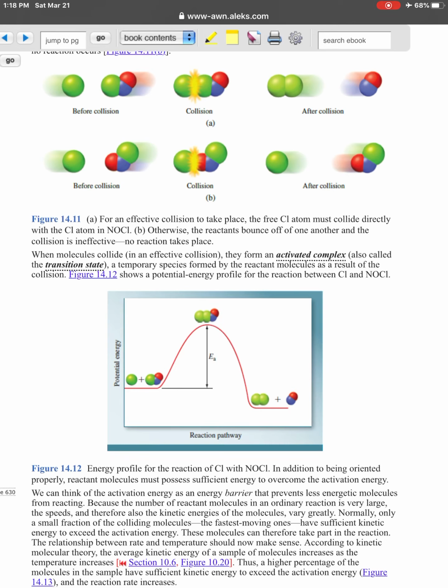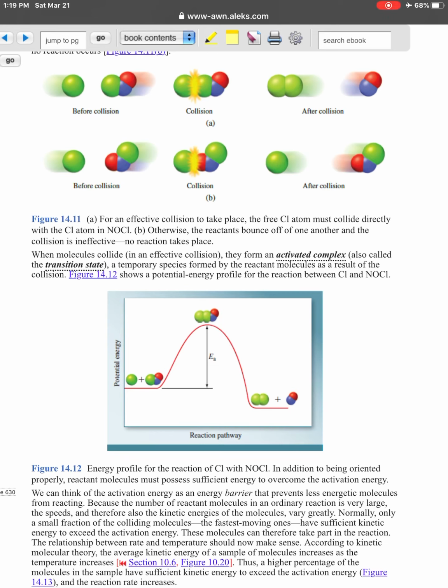Take a look at that. If you look at this graph, on the y-axis is potential energy, on the x-axis is reaction pathway. The chlorine is colliding with another chlorine, and the one in the NOCl. They're forming what's called an activated complex. This is a combination of the two reactants. The energy is very high at this point. And then what happens is they lower in energy and they break off into products. This is the energy profile for the reaction of Cl with NOCl.